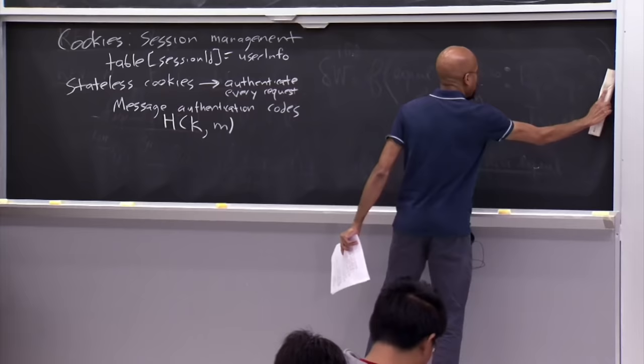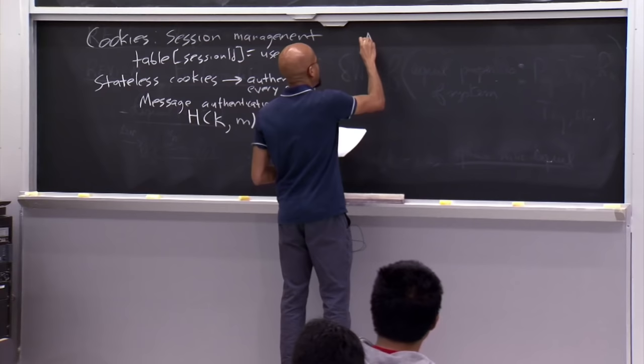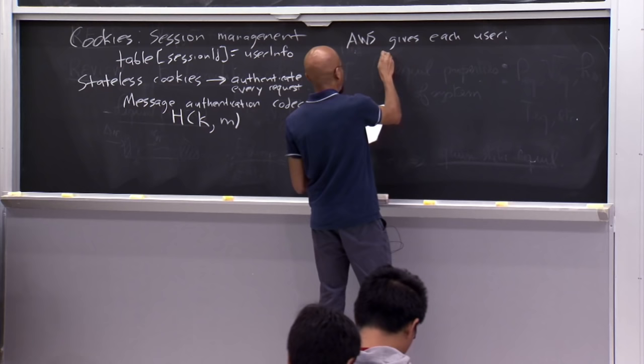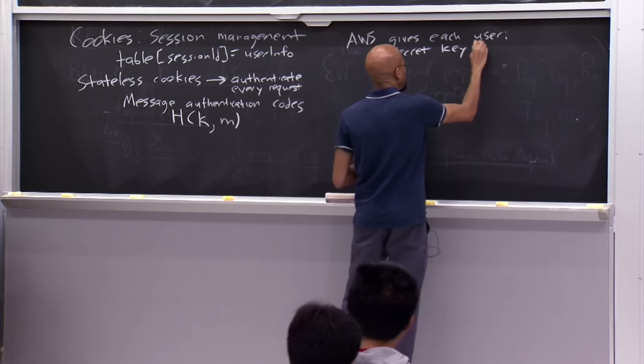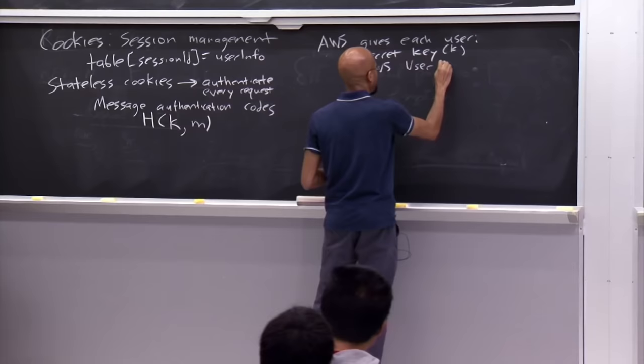Let's look at a very specific example of how this works. One real service that uses these types of stateless cookies is Amazon Web Services, like S3, for example. Basically, AWS gives each user two things. It gives the user a secret key, which is equivalent to the K that we were discussing. And it also gives them, just think of it like an AWS user ID. This part is not secret, but the key is.